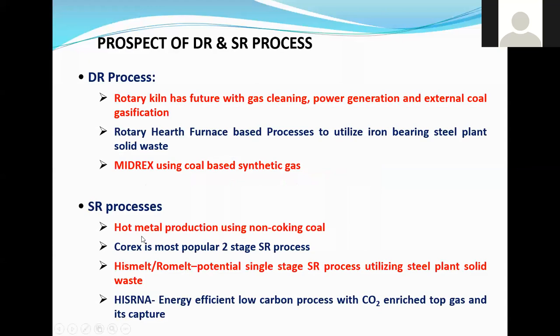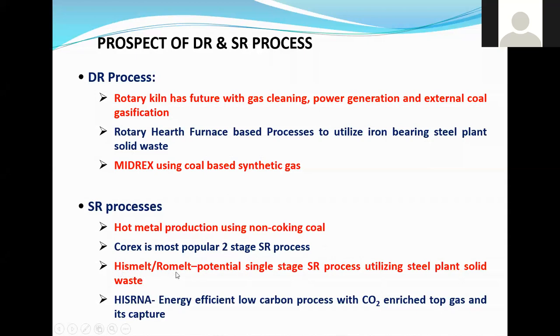And the SR process, the hot metal production, the most advantage is that you are producing a hot metal similar to that of the blast furnace, even better than that of blast furnace by using a non-coking coal. That is the most important point. And Corex is the most popular. India has a lot of units. JSW has 2 units. JSPL has 2 units. Now it is ArcelorMittal. So they have more than 2 units. That is units of 2,000 ton capacity.